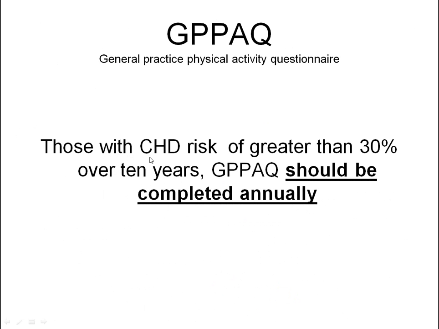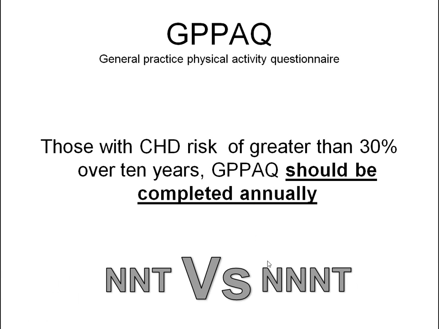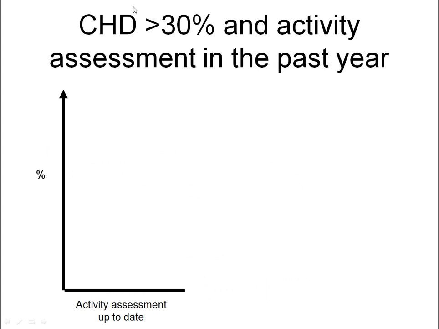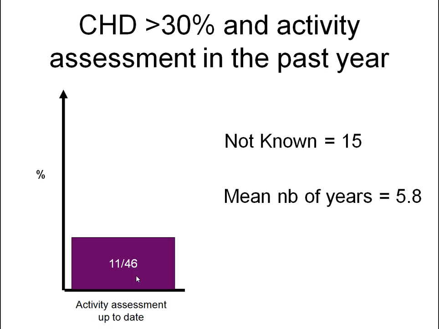So those with coronary heart disease risk of greater than 30% over 10 years, so that's another calculation, the questionnaire should be completed annually. And I've just mentioned here the number needed to treat versus number not needed to treat. So let's come back to this coronary heart disease risk of more than 30% and activity assessment in the past year. So is it up to date?